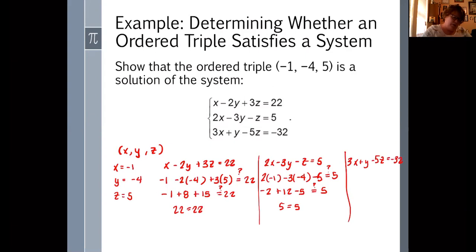I'm going to replace x with -1, y with -4, and z with 5. And I ran myself out of room. Does that equal -32? Okay, we get -3 minus 4 minus 25, and that is equal to -32. So since it satisfies all three equations, then it is a solution to this system of equations.